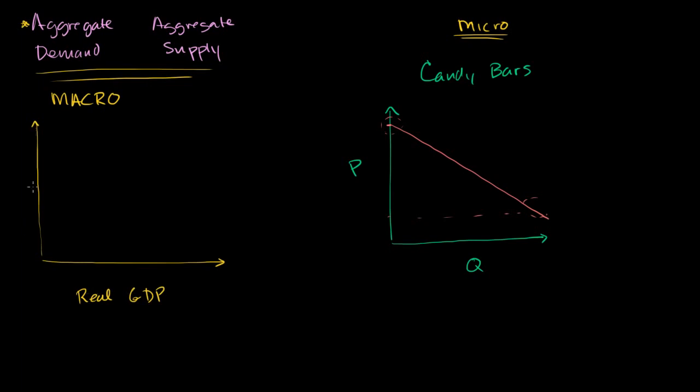And on this axis right over here, we plot price level. So this is prices. But this isn't prices for one good or service. This isn't just the price for candy bars. This is the general level of prices in the economy. Or maybe you say, the weighted average, however you want to measure it, some way of measuring the level of prices in the economy. And what we will see is that this is a downward sloping curve. It does look like this.